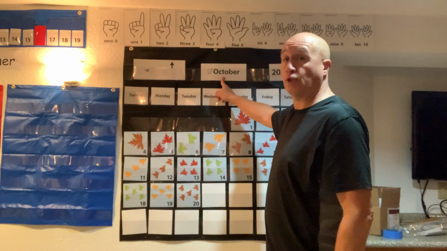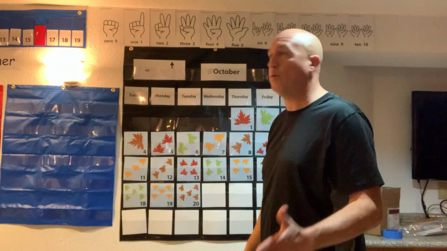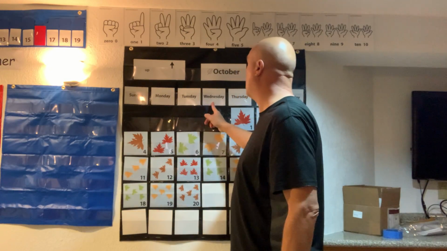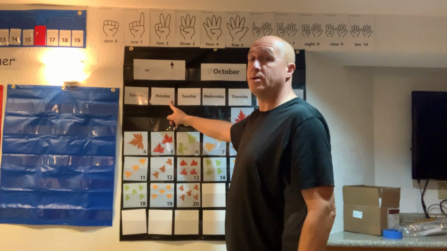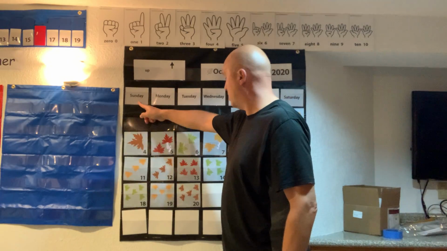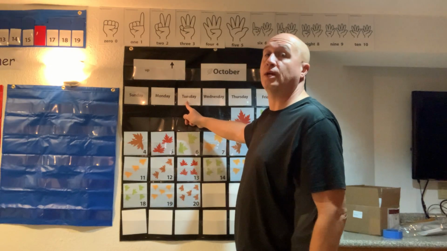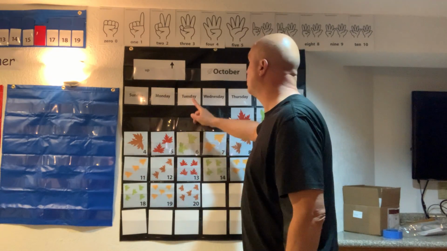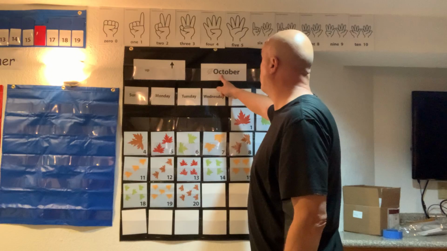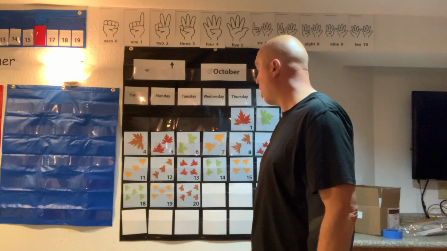So we know it's October. Our month is October. Oh, we didn't do the days of the week. Yesterday was Monday. So let's see what today is. Sunday, Monday. Did you say Tuesday? It is Tuesday. So we know it's Tuesday, we know it's October, we know it's the 20th. And everything followed our pattern.